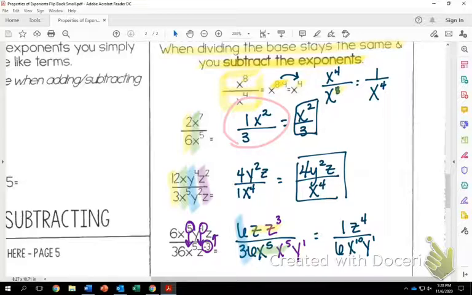And if I wanted to, I can rewrite this where I don't have my leading coefficient of 1, and I don't even really need an exponent of 1 with the variable y. So I would rewrite it as z to the fourth over 6x to the 10th power times y, and this is my answer.